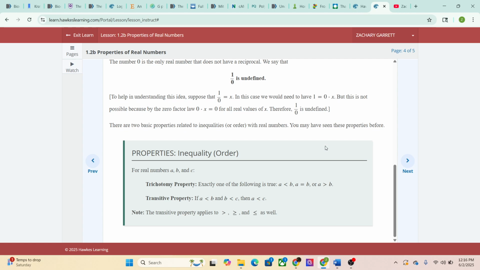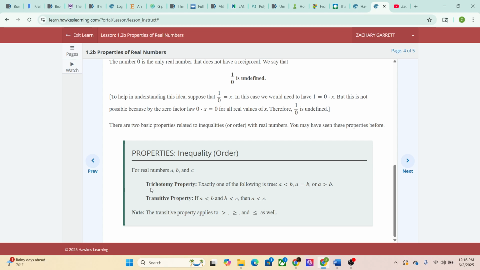There are two basic properties related to inequalities or order with real numbers. You may have seen these properties before. The trichotomy property. Exactly one of the following is true: a is less than b, a equals b, or a is greater than b.